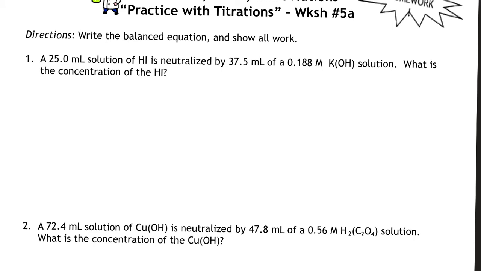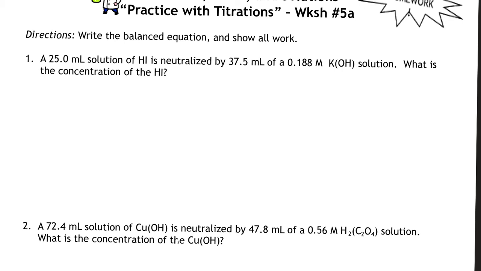So to start the problem, I'm going to read this. It says a 225.0 milliliter solution of hydroiodic acid is neutralized by 37.5 milliliters of a 0.188 molarity potassium hydroxide solution. What's the concentration of the hydroiodic acid?